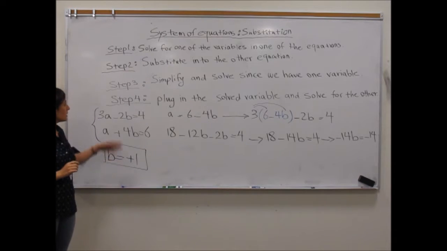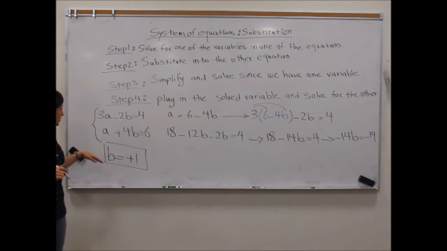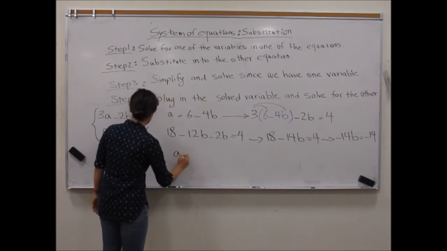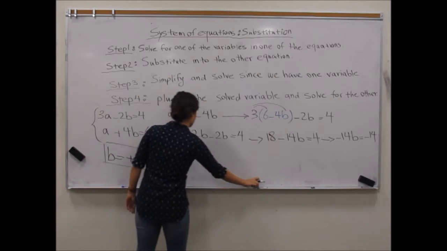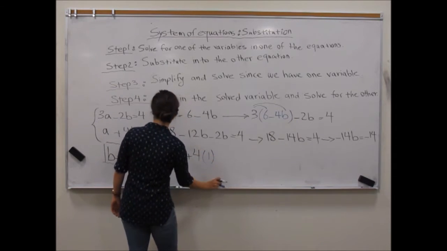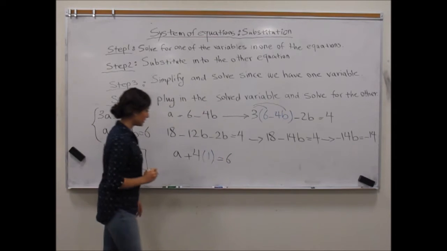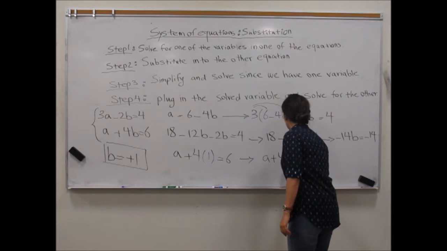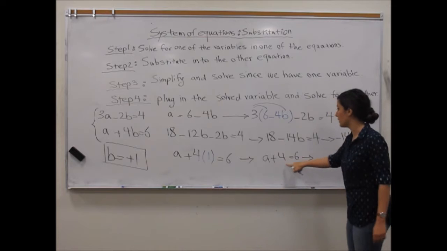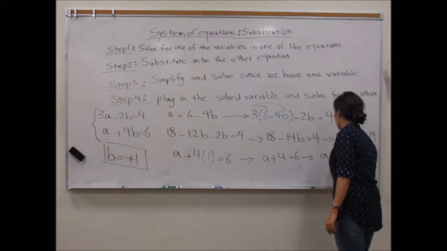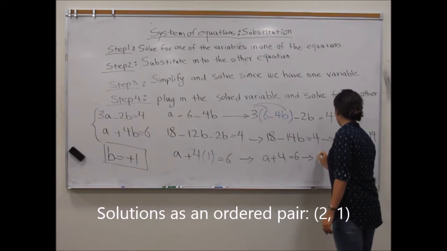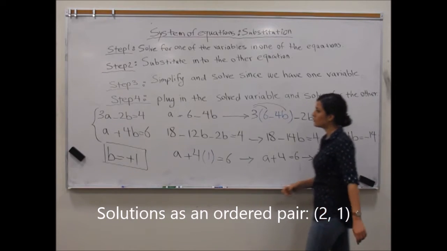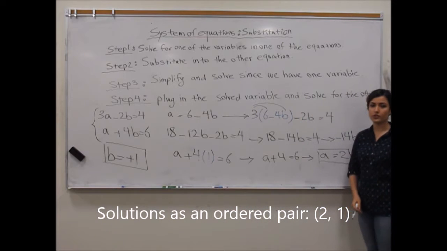So I have b here, and then I can move to step 4 and plug in this value in one of these equations. So I'm going to choose the second one. So I have a plus 4 times 1, which is b, equals 6. So I would have a plus 4 equals 6, and then I'm going to subtract 4 from both sides, and I'm going to have a equal 2. So a is 2 and b is 1, and that is how we solve this equation.